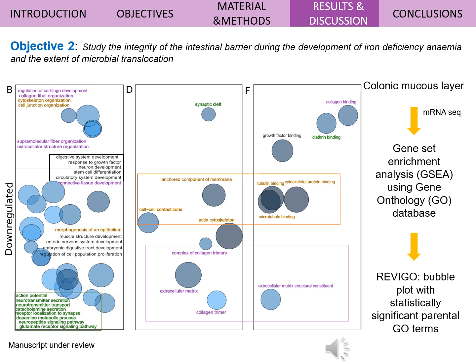Among the downregulated processes, there are GO terms related to the synaptic signaling within the enteric nervous system, highlighted in green. There are also terms related to the development of the digestive tract, highlighted in black, and terms related to cell-cell junctions and the organization of the cytoskeleton, highlighted in orange. The ones highlighted in purple are related to the organization of the extracellular matrix. So the downregulation of these GO terms indicates an underdeveloped epithelium with underdeveloped cell-cell junctions, and this indicates an impairment in the intestinal barrier.